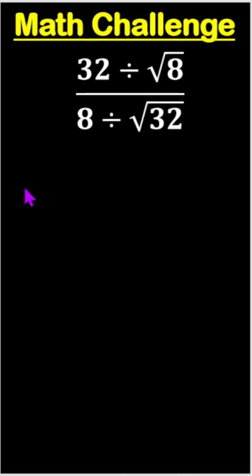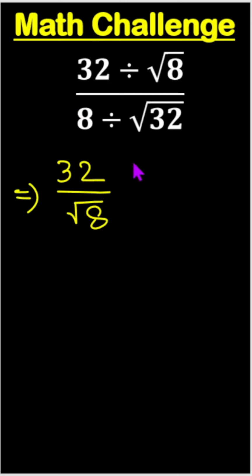So this is a fraction. This one we can write as 32 by root 8. This one is the numerator. The denominator we can write as 8 divided by root 32.